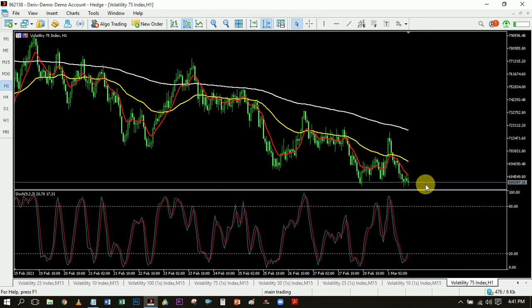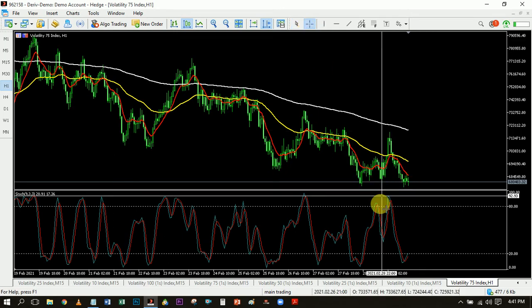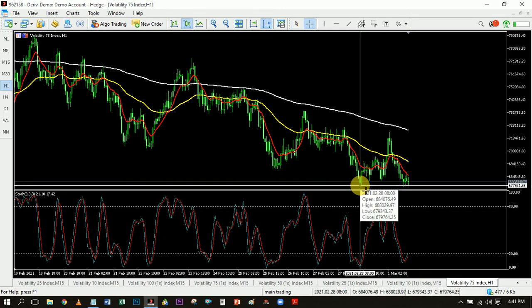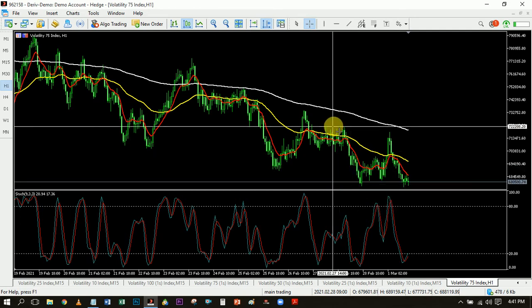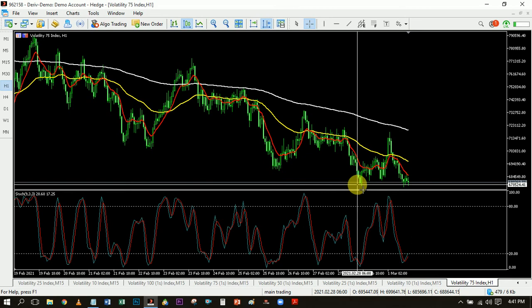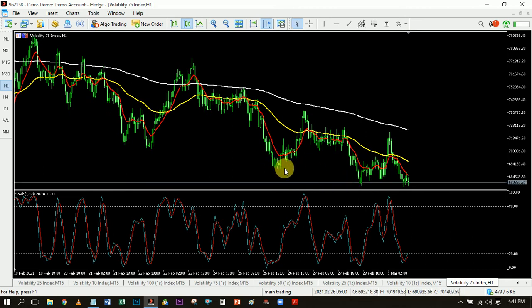Now where you take your profit depends on you. You can take your profit right here, or you can take your profit at the previous low. You can see the market dropped here.